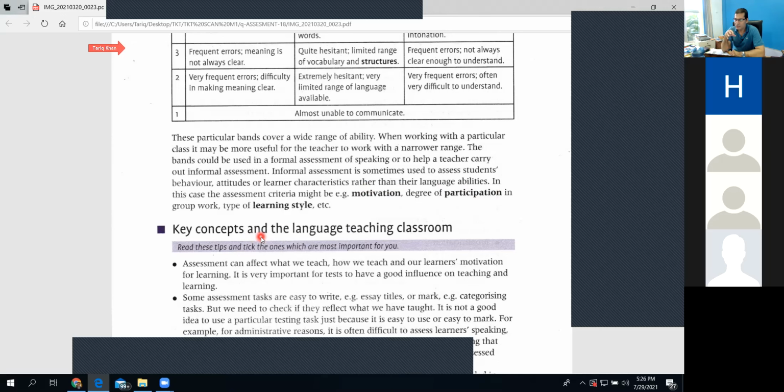So the main point here is that informal assessment checks the student's attitude, abilities and characteristics, not the language performance. Language performance we check in the formal assessment. Here, in the informal assessment, we mostly check their attitude, behavior and characteristics towards how they perform. This is the point to be noted. It means things like motivation, degree of participation in group work, type of learning styles, etc.